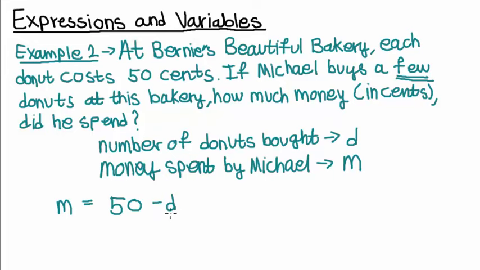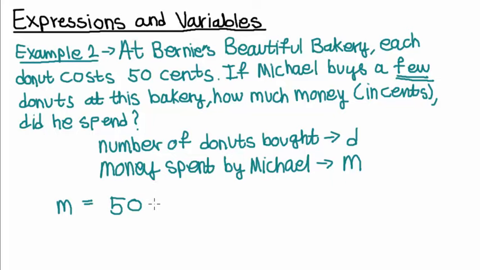Now, logically, if you think about it, this means that if the D is bigger than 50, in this case, let's say Michael bought 100 donuts, that would mean that the money that he spent is equal to 50 minus 100. So that means that if Michael bought 100 donuts, he spent negative 50 cents. Since this is not a logical statement, subtraction is not the right operation to use in this case.